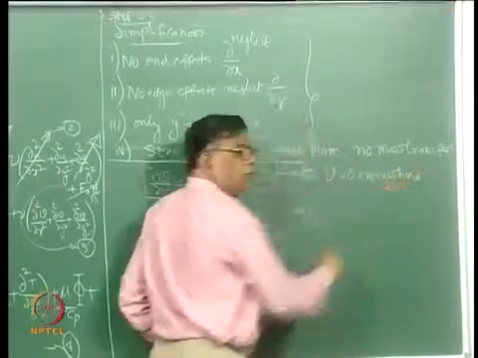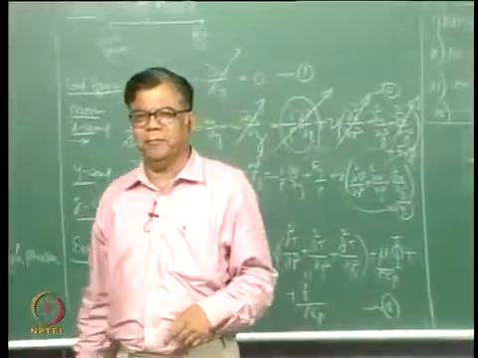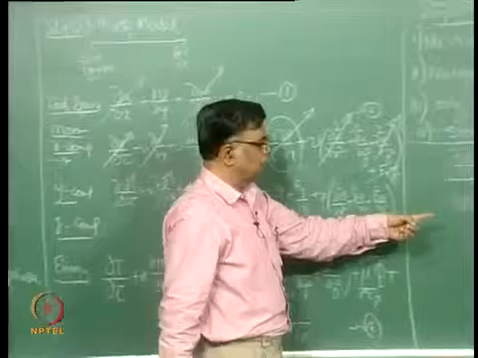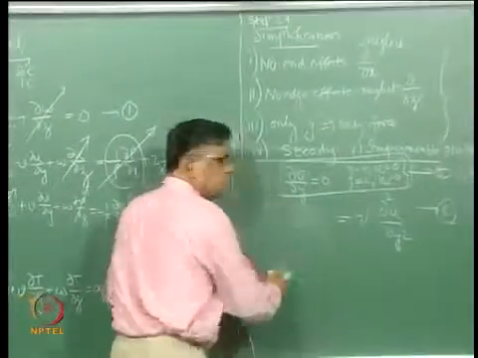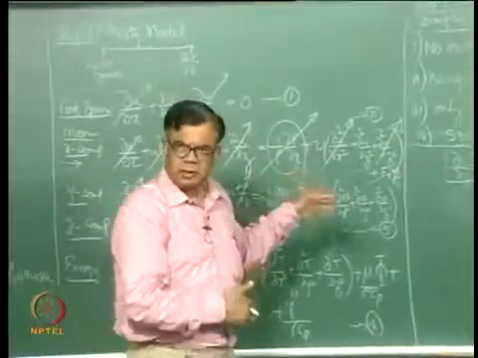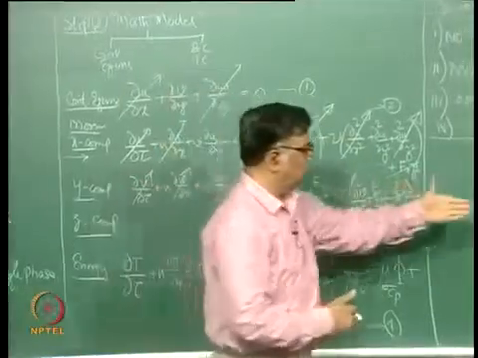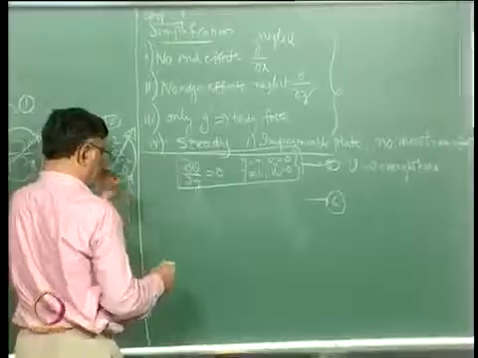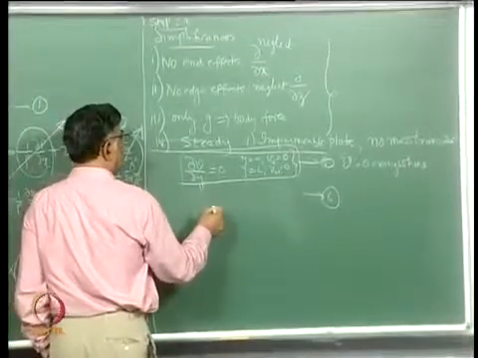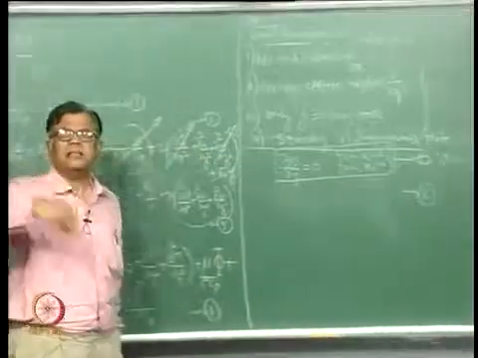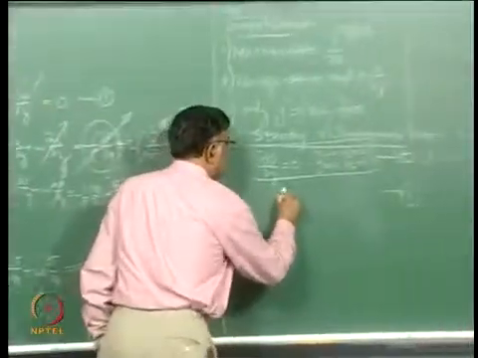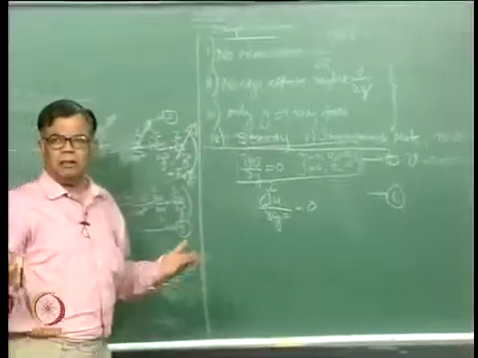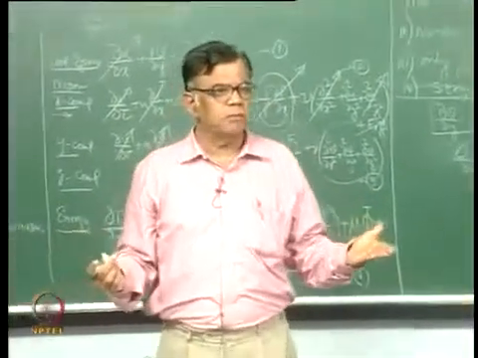everywhere. Now use this for the y component. See what happens to the equation. Sorry, use it even for the x component first. V equal to 0. So what is the x component equation now? Del square u by del y square. That's it. There is the momentum equation.